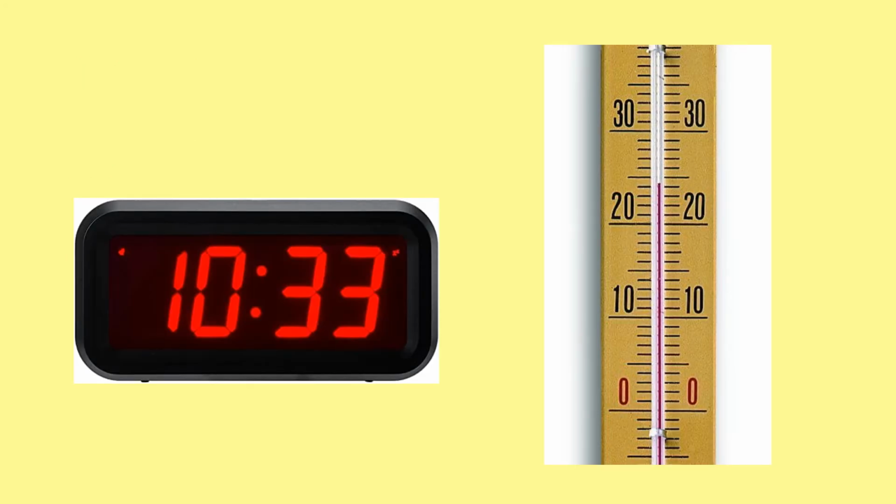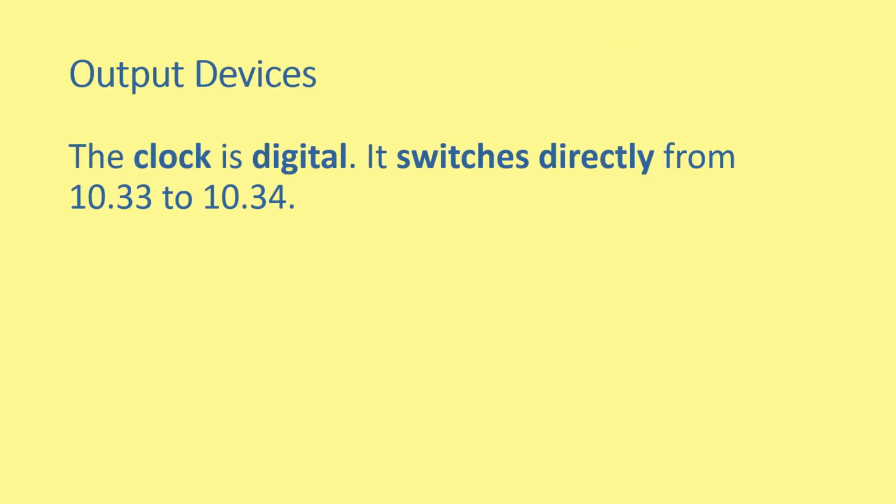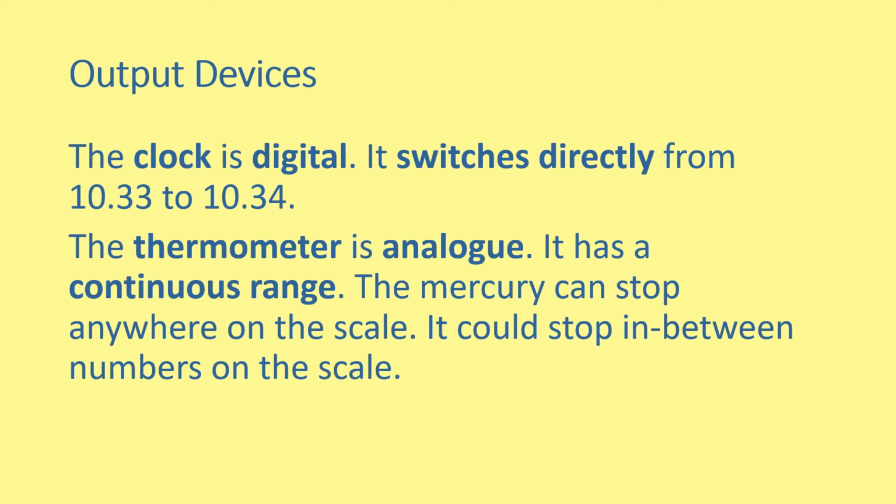So here are examples of digital and analog outputs. With digital, we can set our times, it's going to be one second at a time, whereas our thermometer is likely to go up or down. The clock is always digital. It switches directly from 10:33 to 10:34. The thermometer is analog because it has a continuous range. The mercury can stop anywhere on the scale. It could also stop in between numbers on the scale. There's no in between in digital.